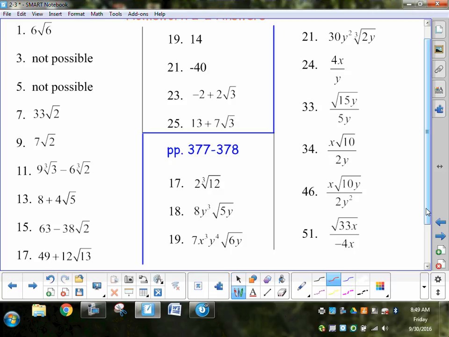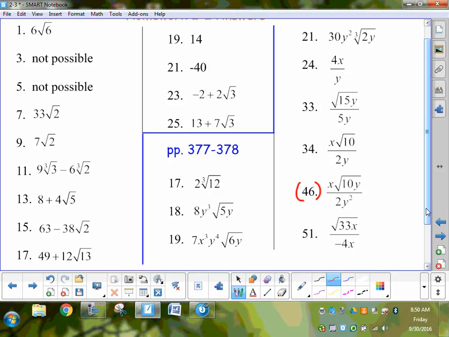Is 51 the same type of question as 46? It wasn't on the thing. Oh, okay. I'm sorry. 46 was the 51. Okay. Oh, you didn't? It stopped at 47. Okay. All right. All right, then let's do this.